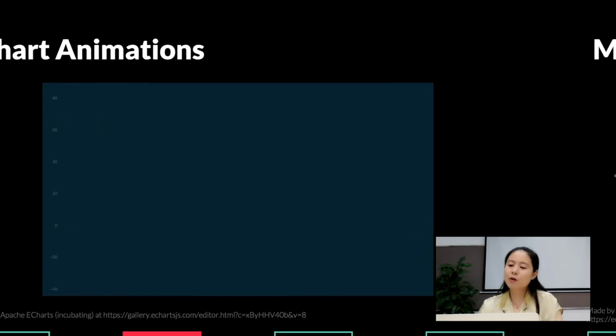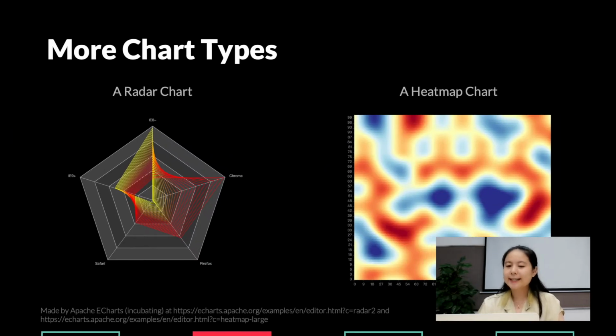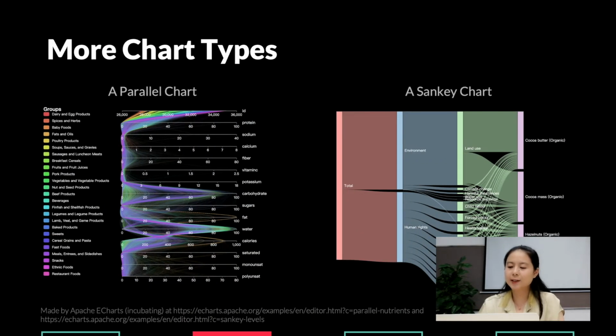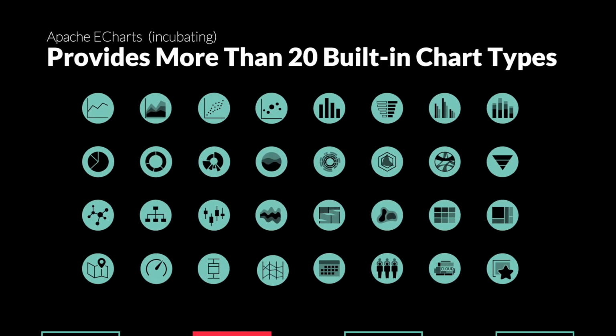More chart types were supported at this stage. Take Apache ECharts for example, we have radar charts, heat map charts, parallel charts, Sankey charts, and so on. In fact, Apache ECharts provides more than 20 built-in chart types, and there are community-made extensions to further increase this number. By providing a large number of chart types, it is more flexible for developers to make different charts for different data and scenarios.